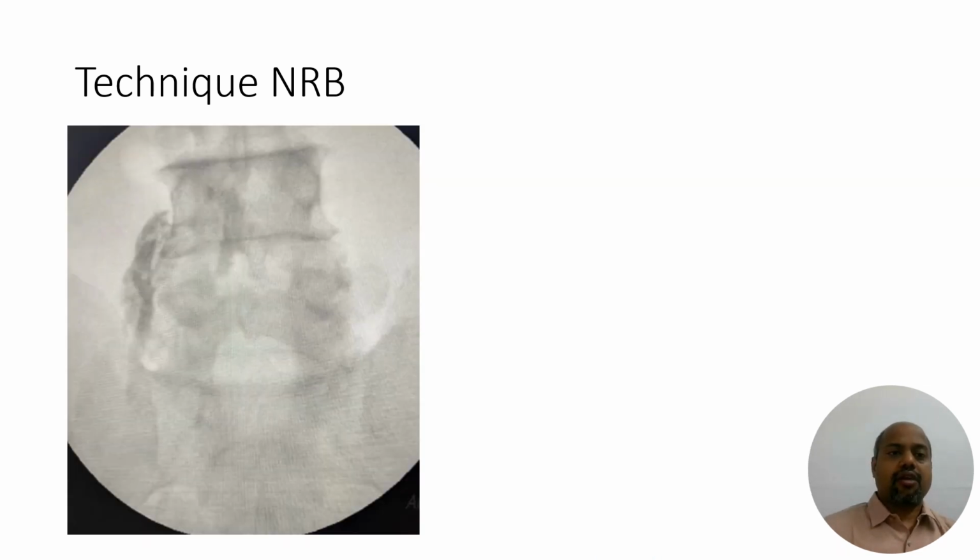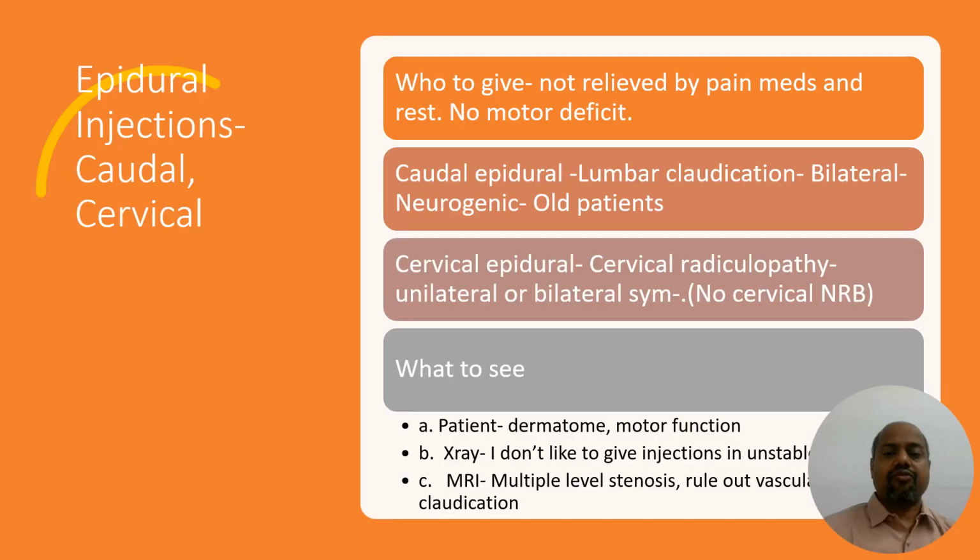Lastly, you give the dye to see the flow of the dye, and you will also see a bit of flow in the epidural region in the midline, and then you give the drug.